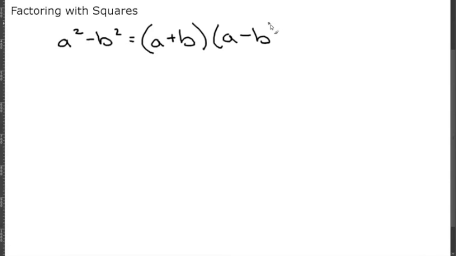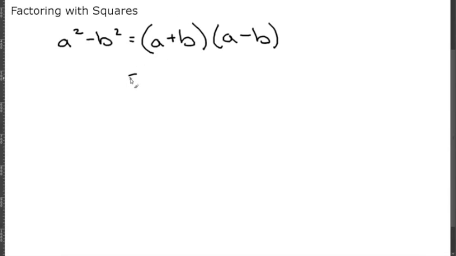In this video, we are going to go over factoring with squares. If we're looking at the difference of squares, that would be in the form of a squared minus b squared. That is really (a plus b) times (a minus b).